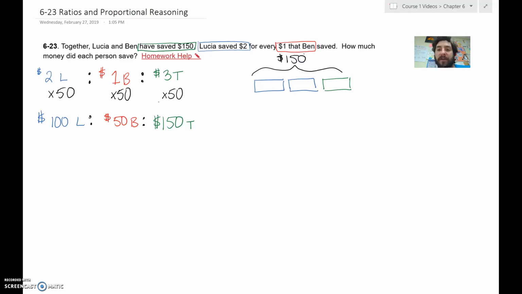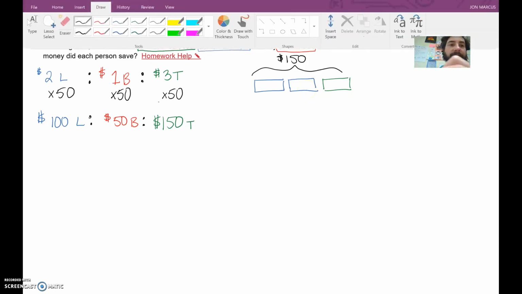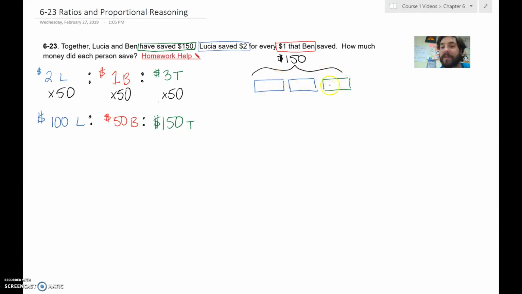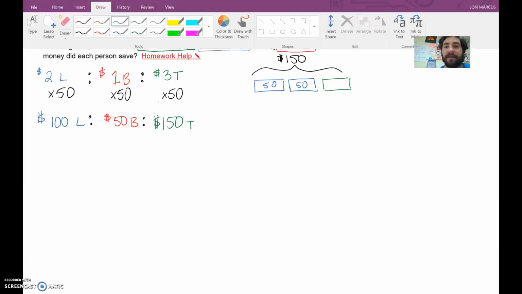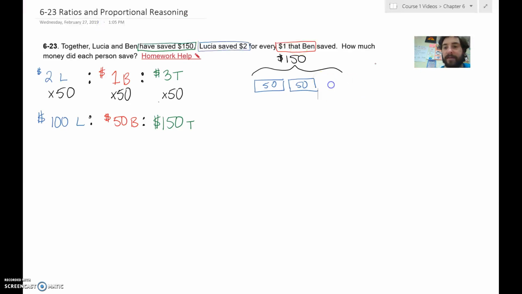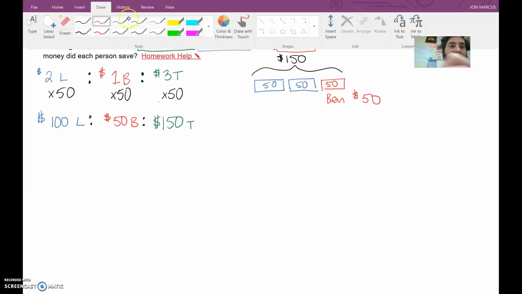In total, that's $150. So I know that Lucia saves $2 for every $1 Ben saves, but these must all be the same. They're all equal parts. So 150 divided by 3 is 50, 50, 50. So Ben saves $50, and Lucia saves $100.